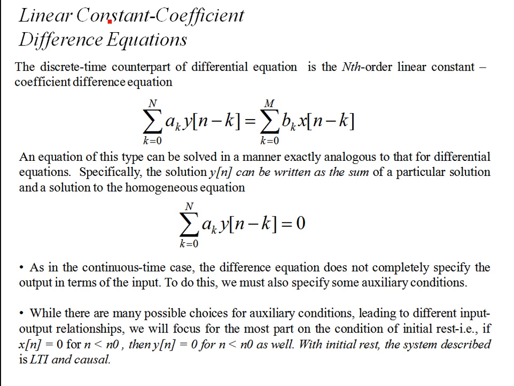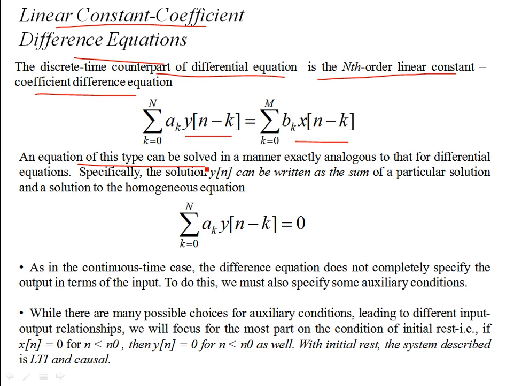Now, let's apply the same analogy to discrete time systems, which are defined by linear constant coefficient difference equations. They are the counterpart of the differential equation. An nth order linear constant coefficient difference equation describing a discrete time system, consisting of nth order differences of the output, is defined as such. An equation of this type can be solved in a manner analogous to that for differential equations. Specifically, the solution y[n] can be written again as the sum of the particular solution and the solution of the homogeneous equation.